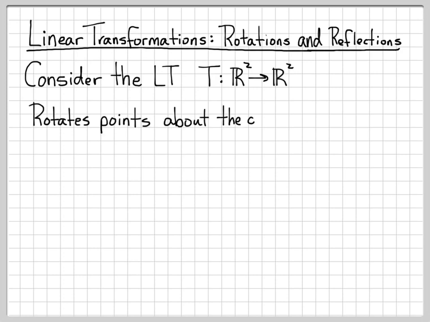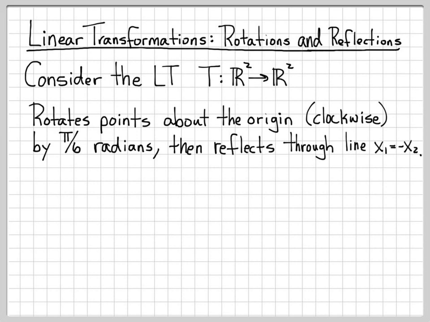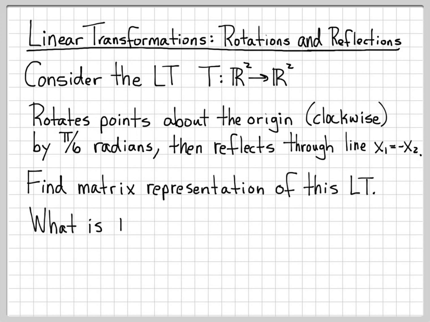And what it does is it rotates points about the origin in a clockwise manner, and it rotates them by pi over 6 radians. After rotating by pi over 6 radians clockwise, it then reflects that point through the line described by the equation x1 equals a negative x2. So it's a single linear transformation, but that single linear transformation can be decomposed into two steps, a rotation followed by a reflection.